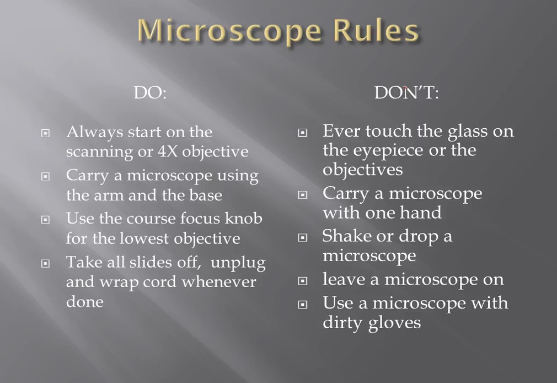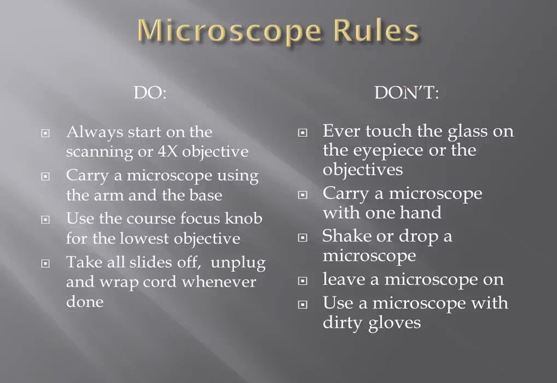Okay, so just a basic review. Things that you should do with a microscope. Again, always start on the 4x or scanning objective. Always carry a microscope with two hands using the arm and the base. Use the coarse focus knob for the lowest objective only. Then use the fine focus knob. And remember to take all slides off, unplug, and wrap up your cord and cover whenever done.